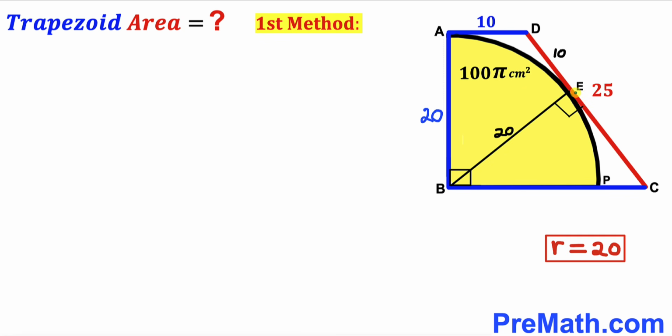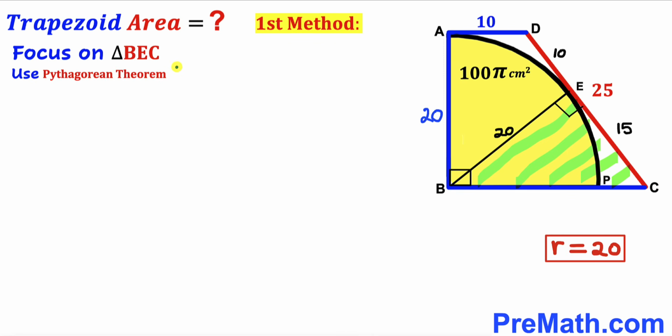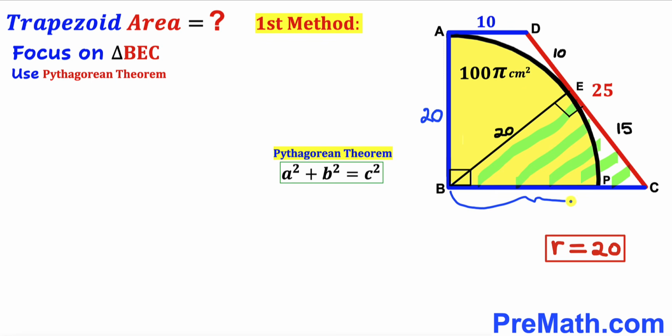So therefore this segment CE length is going to be 15 centimeters. And now we are going to focus on this right triangle BEC, and we are going to apply the Pythagorean theorem on this triangle. Here's our Pythagorean theorem: a squared plus b squared equals c squared. I'm going to label this hypotenuse as x, and our other two legs are 15 and 20. Let's go ahead and fill in the blanks in this Pythagorean formula.